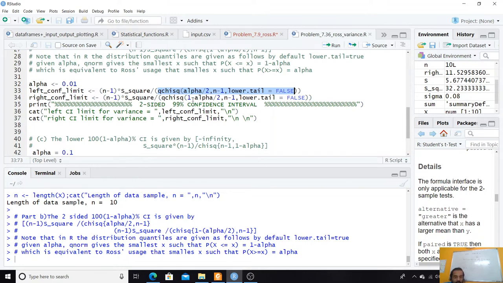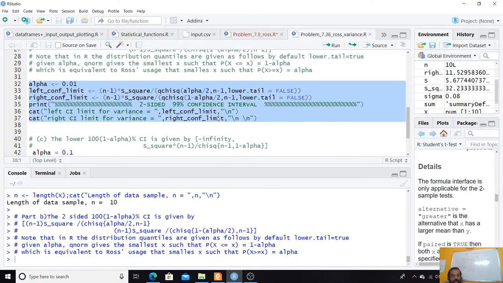And for the right confidence limit, you will need this particular value, 1 minus alpha by 2, comma n minus 1, and lower tail is false. So it is giving you the right side probability. So if you were to do that, you can calculate the right and left side confidence interval. Now, I need to run this here.